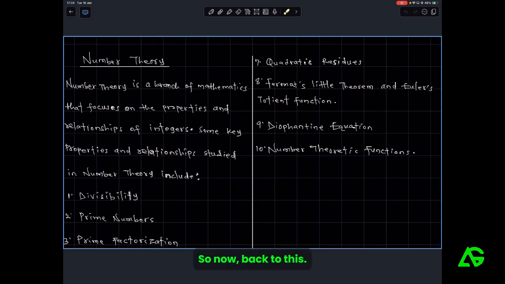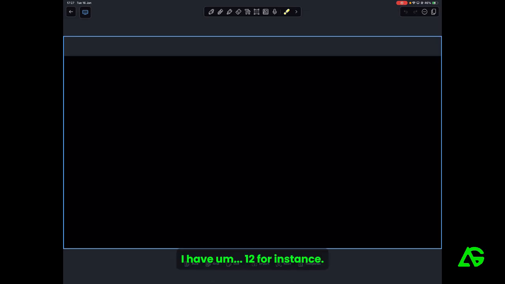So now, back to this. They are talking about the properties and the relationships. So we are talking about divisibility. What I mean by divisibility is that, for instance, if you have a number, there are certain numbers that can divide another number without a remainder. Our assumption is that the remainder will be zero.